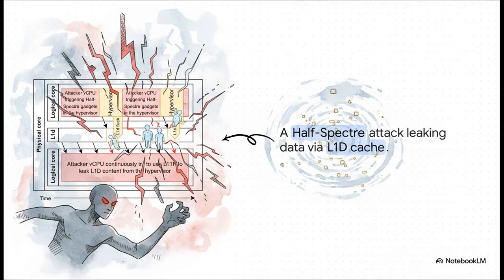Take a look at a specific variant known as a half-specter attack, especially how it works in a cloud environment. It's essentially like tricking a bank teller into bringing a highly secure ledger to a shared public window. The attacker tricks the hypervisor into speculatively fetching secret data right into the shared Level 1 data cache. And before the CPU realizes its speculative mistake and tries to hide the data, a sibling processor thread, which is controlled by the attacker, quickly steps in and steals the information through that shared cache. It is a high-speed, entirely invisible data leak.